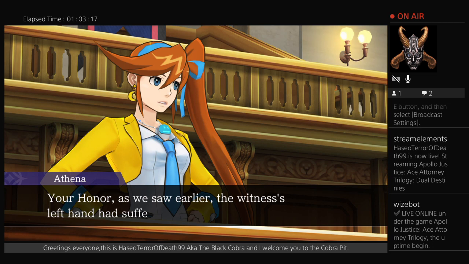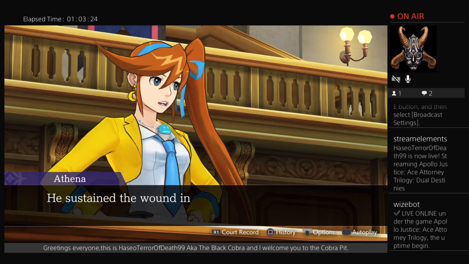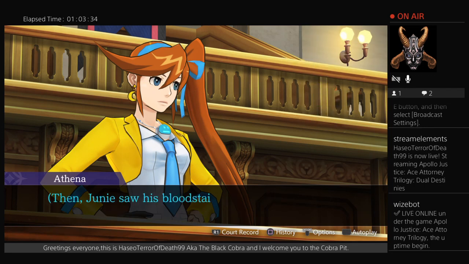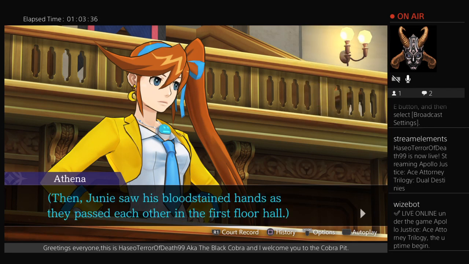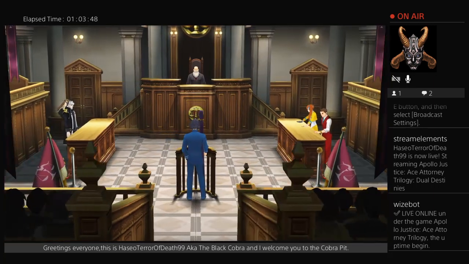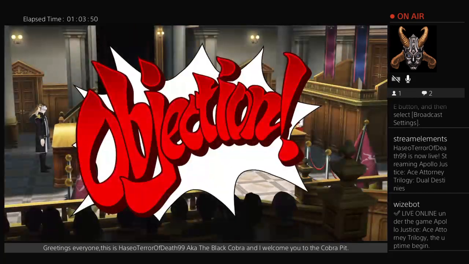Your Honor, as we saw earlier, the witness's left hand had suffered a serious injury. He sustained the wound in his struggle with the victim, and his blood got on the art room pottery. The Juniper saw his bloodstained hand as they passed each other in the first floor hall. It's the only explanation that covers everything. Objection!